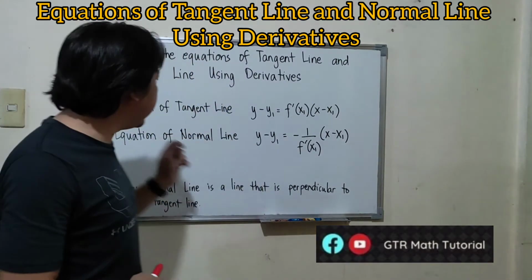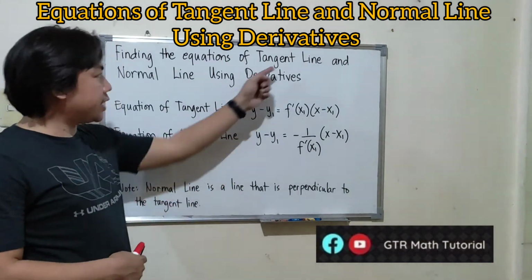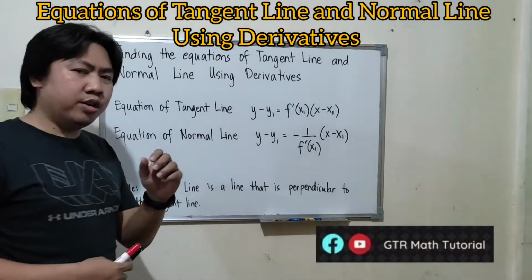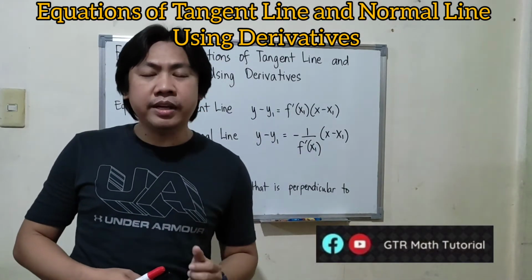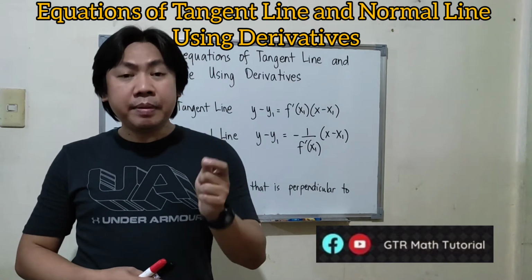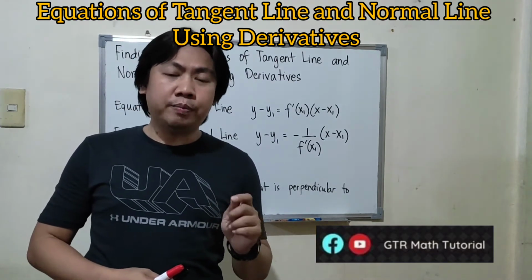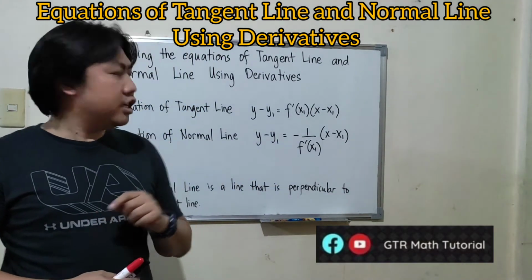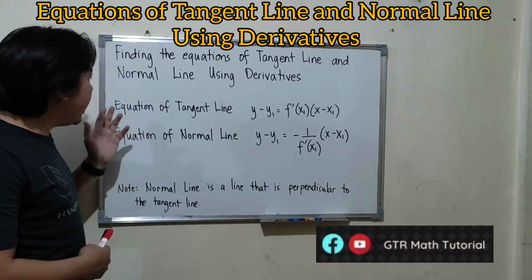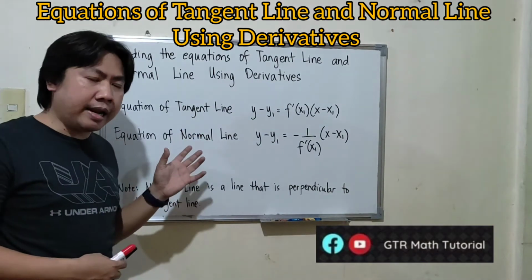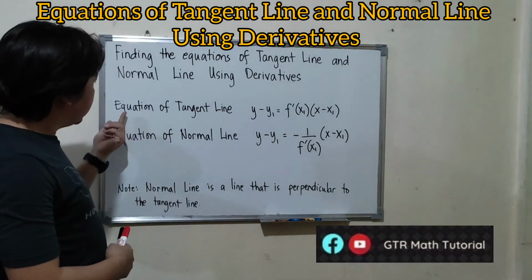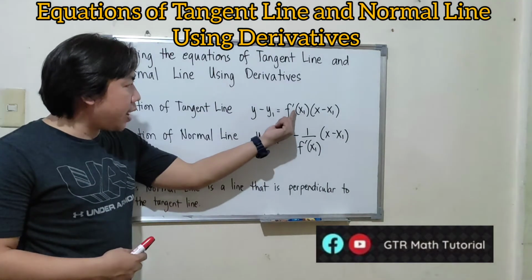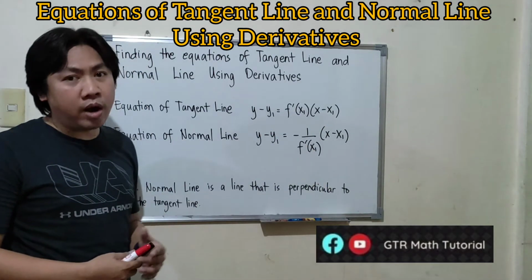So in this video lesson, we will discuss finding the equations of tangent line and normal line using derivatives. In the previous lesson, we defined the derivative as the slope of the tangent line at the point of tangency, point x, y. So now we're going to solve the equation of the tangent line and the normal line using the derivative. The equation of the tangent line is y minus y sub 1 equals f prime of x sub 1 times x minus x sub 1.